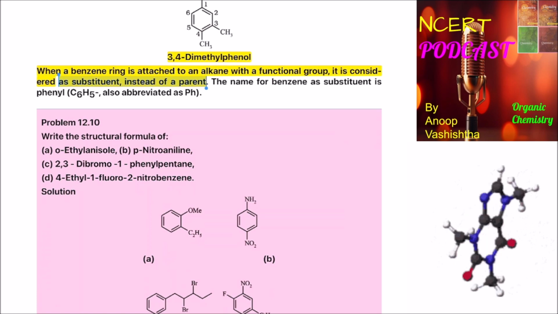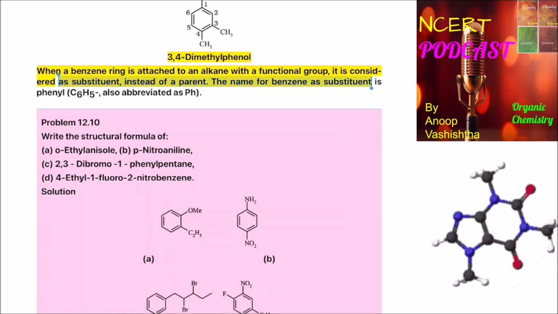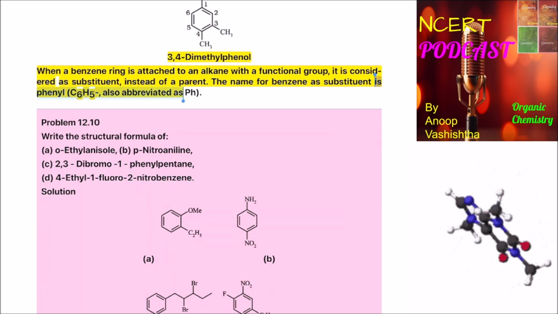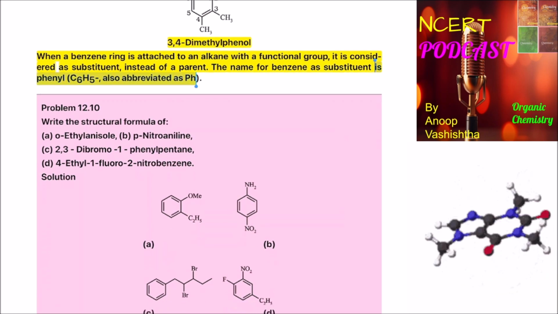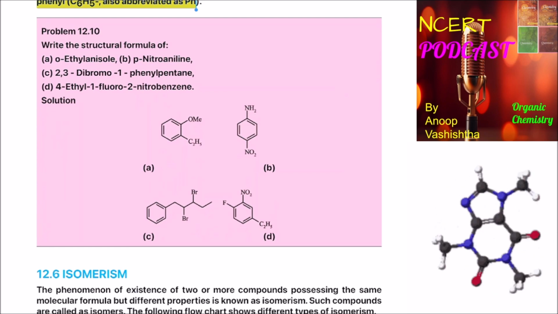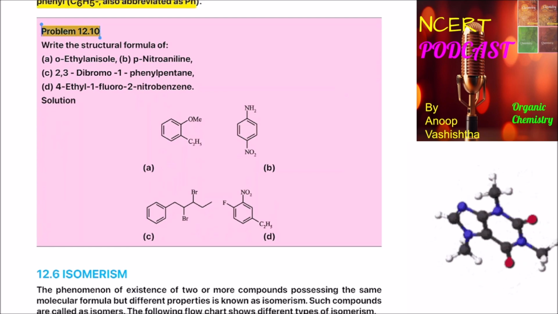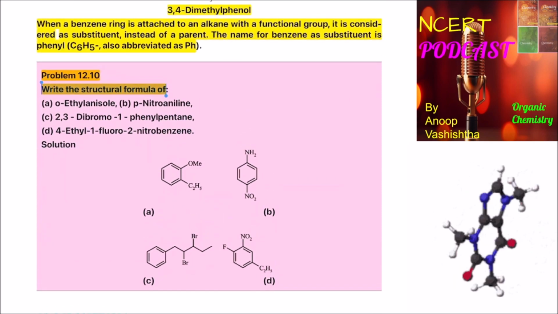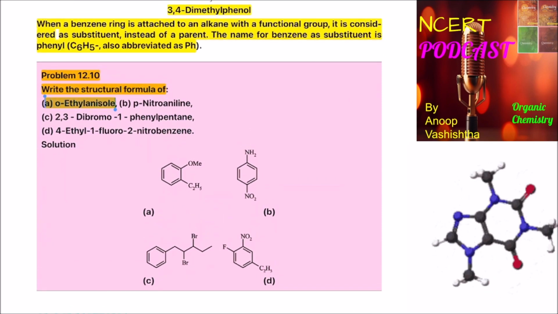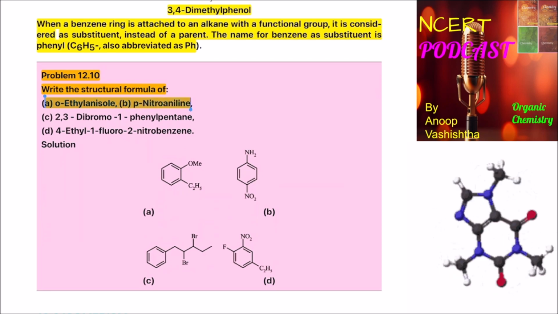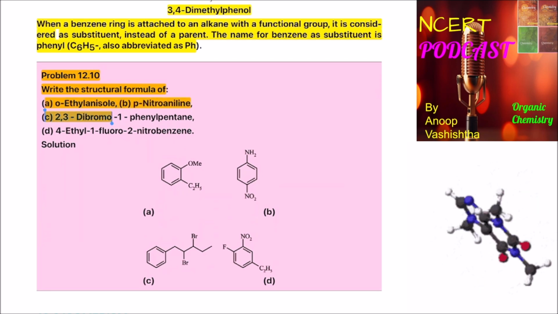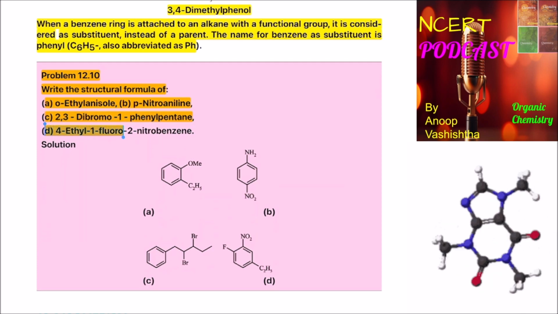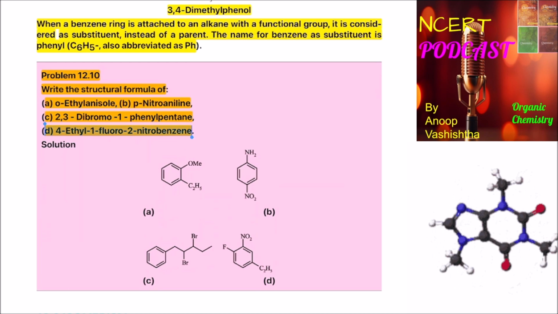The name for benzene as a substituent is phenyl, C6H5, also abbreviated as Ph. Problem 12.10. Write the structural formula of A. ortho-ethylanisole, B. para-nitroaniline, C. 2,3-dibromo-1-phenylpentane, D. 4-ethyl-1-fluoro-2-nitrobenzene. Solution.